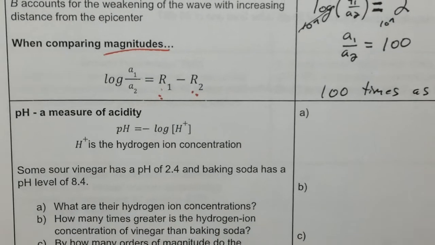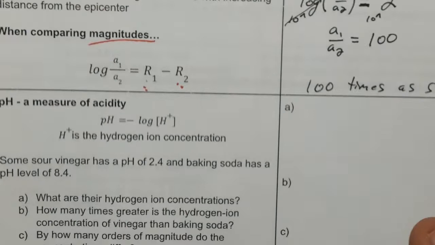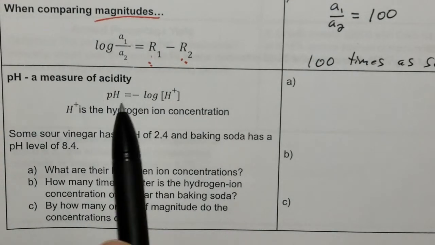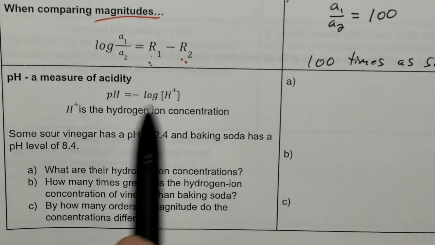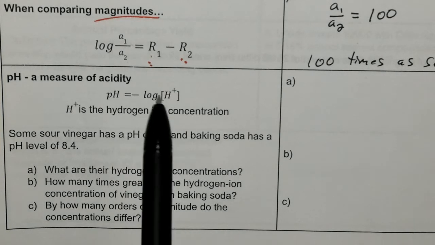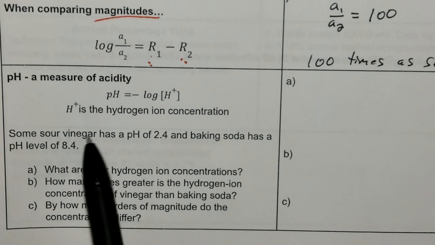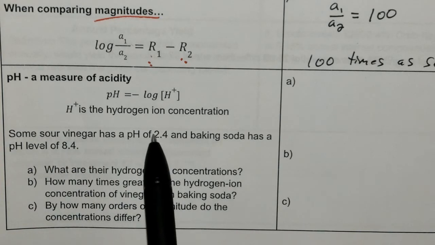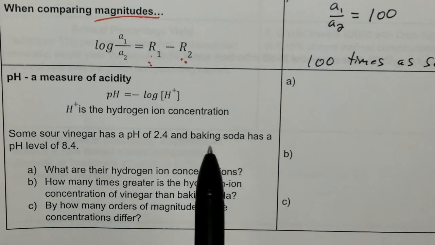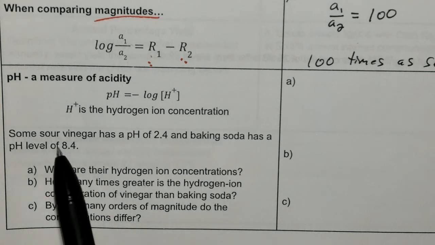All right, let's talk about pH for a second. Okay, so here's the formula for pH. We saw this in the video, right? pH is equal to the negative log of the H+. H+ is the hydrogen ion concentration. Okay, so let's analyze some different stuff here. Some sour vinegar has a pH of 2.4. That'd be really acidic. And baking soda has a pH level of 8.4.